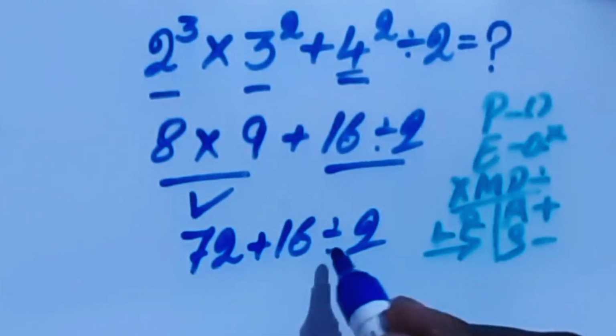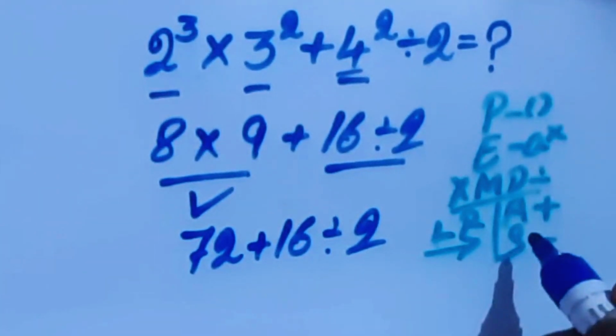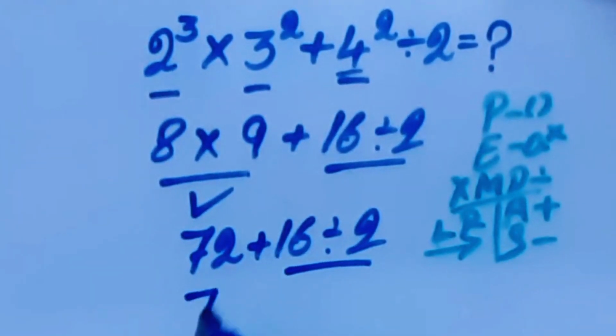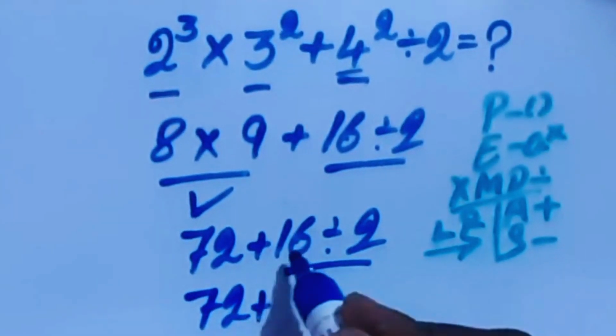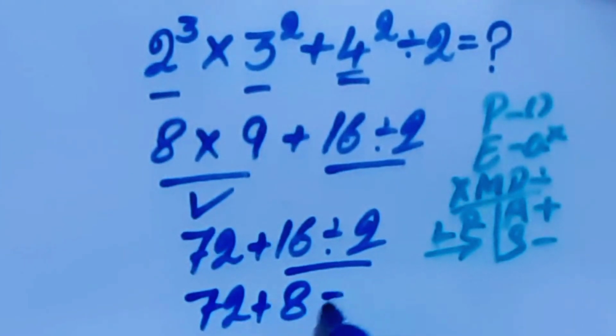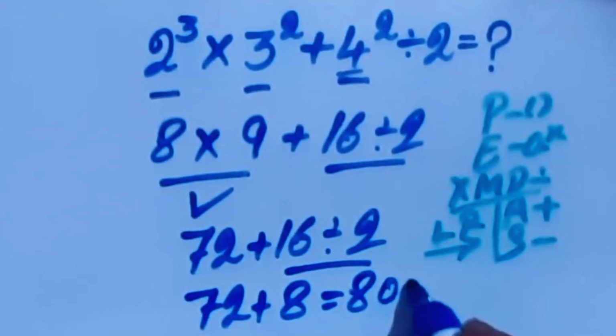Here we have addition and division. Here division is higher priority than this addition. So we have to do this division before this addition. Here 72 plus here 16 divided by 2 is 8. Here 72 plus 8 is 80, which is the correct answer.